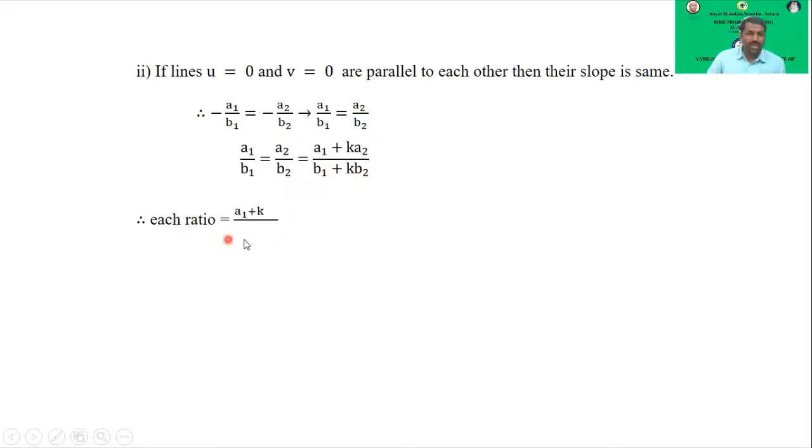So each ratio is (a1 plus k a2) upon (b1 plus k b2), the slope of the line u plus kv. So this is the slope of the line u plus kv.